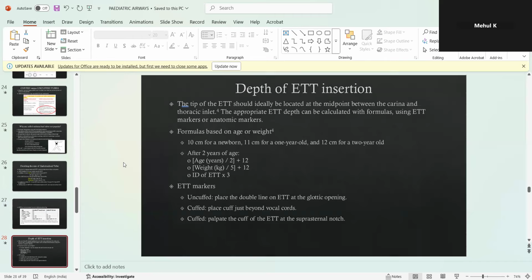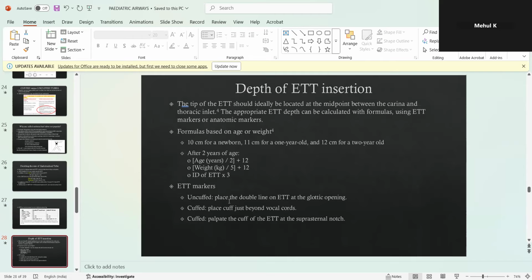So you have decided on the tube, you have secured the tube. Now, how do you decide on depth of insertion? The goal is to make sure that the tip of the ETT is located at the midpoint between the carina and the thoracic inlet. That holds true for an uncuffed tube. But if you're using a cuffed tube, please ensure that the cuff is below the cricoid cartilage. We have formulas based on weight and age: 10 centimeters for a newborn, 11 for a 1 year old, 12 for a 2 year old. After 2 years of age, you have the formulas age by 2 plus 12, weight by 5 plus 12, and internal diameter of ETT times 3. Any of them can be used.